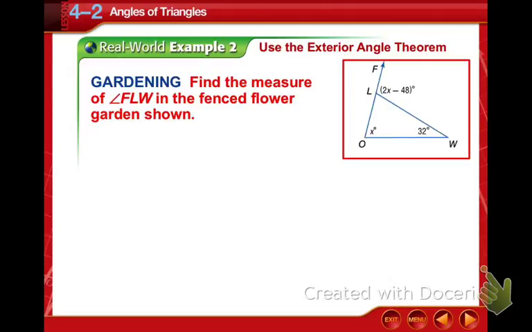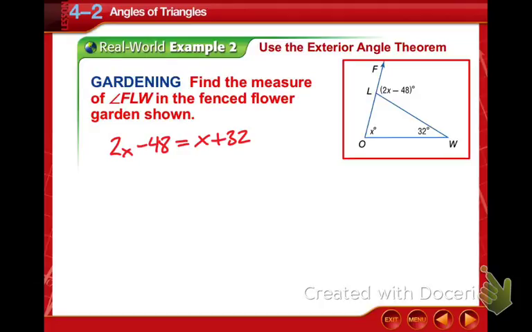So here we are given a triangle with an exterior angle, 2x minus 48, and we're also given some angles inside. Those are the remote interior angles. So x plus 32 is our remote interior angle sum, and that needs to equal what's on the outside, the 2x minus 48. So 2x minus 48 is equal to x plus 32, and now we just need to solve for x. Once we get that, we can plug it into either half of this equation.